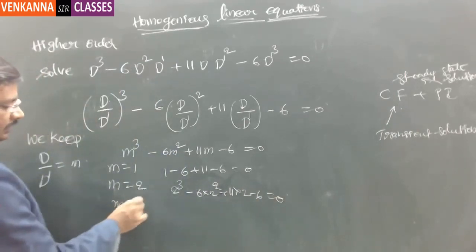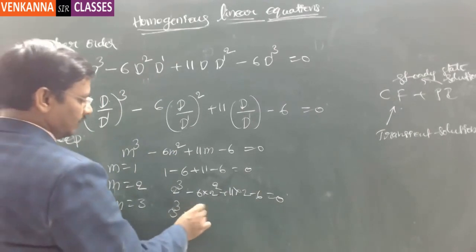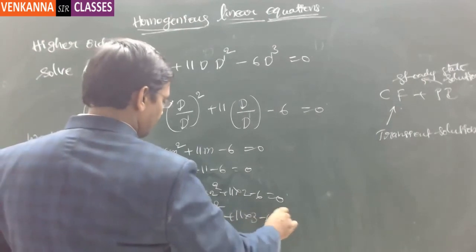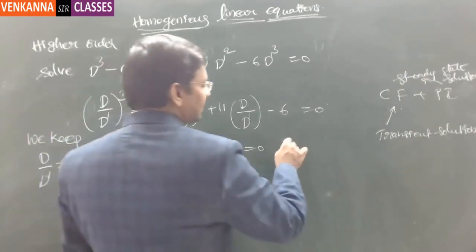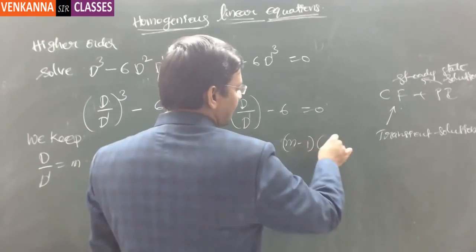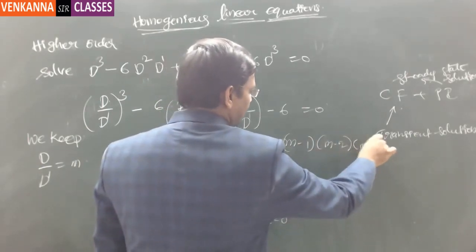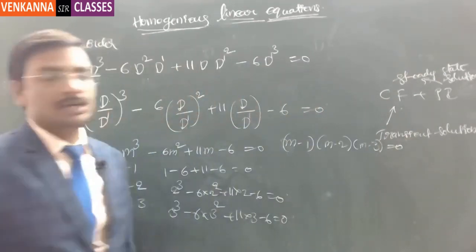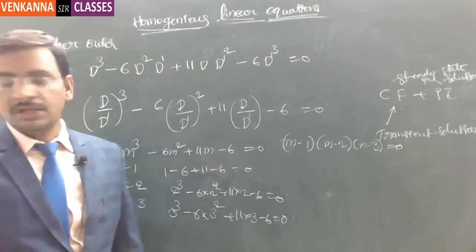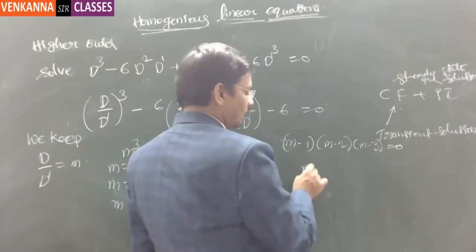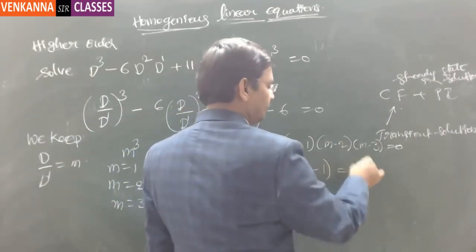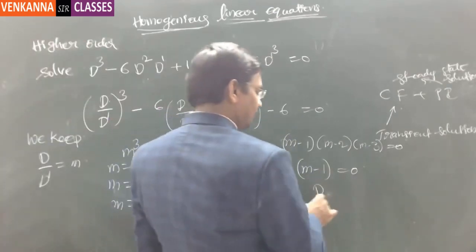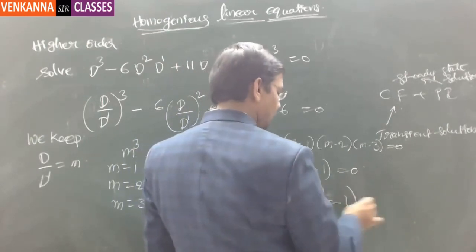And then m equal to 3. Again, 3 cube minus 6 into 3 square plus 11 into 3 minus 6. This is again coming out to be 0. That means this can be written as m minus 1 into m minus 2 into m minus 3 equal to 0. So here m is nothing but D by D dash. Now suppose if I take one root, m minus 1 equal to 0, m is nothing but D by D dash minus 1 equal to 0.